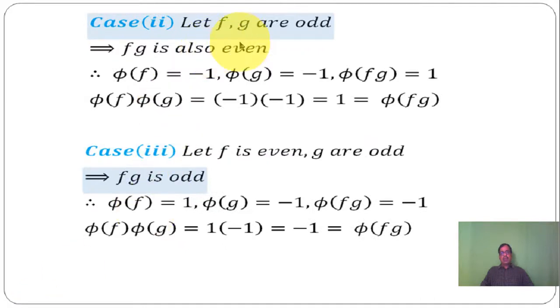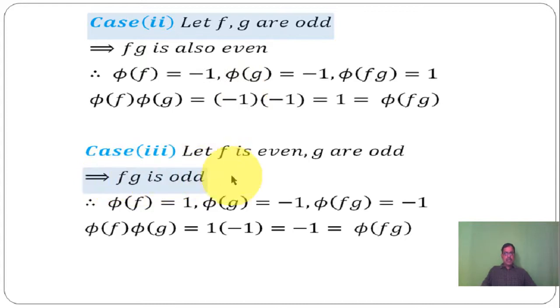Case 2, let f, g be odd permutations. We must prove homomorphism when taking two odd permutations also. So f is odd, g is odd. The product of two odd permutations is an even permutation. So therefore fg is even. If f is odd, phi of f is equal to minus 1. If g is odd, phi of g is equal to minus 1. So fg is even, phi of fg is equal to 1. So phi of f into phi of g, multiplying, minus 1 into minus 1 is equal to 1. So 1 is equal to phi of fg. In this case also phi is a homomorphism.